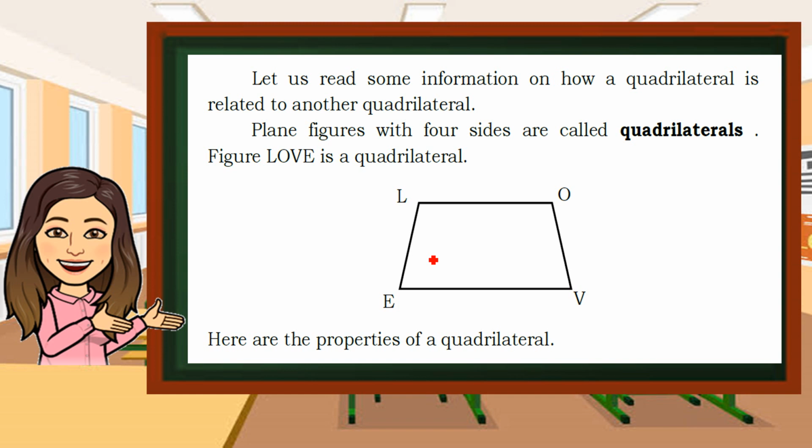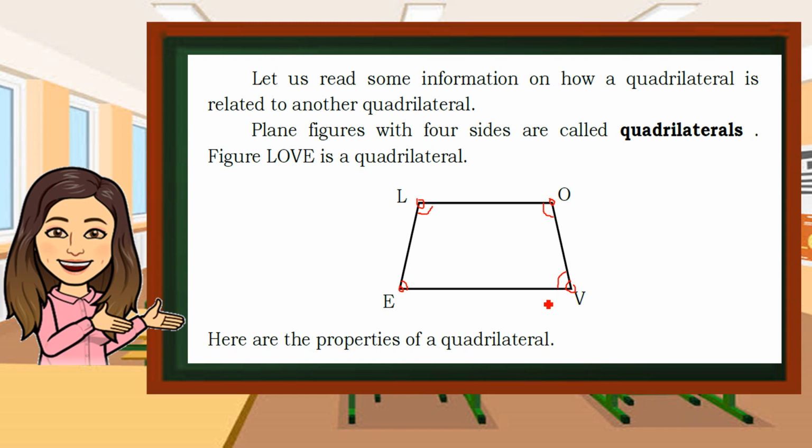So, as you can still remember, the properties of a quadrilateral: it should have 4 line segments or 4 sides: 1, 2, 3, and 4. It has 4 vertices: vertex L, vertex O, vertex E, and vertex V. It has also 4 angles: 1, 2, 3, and 4. 4 angles.